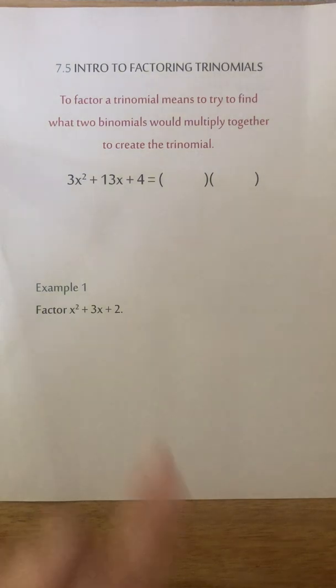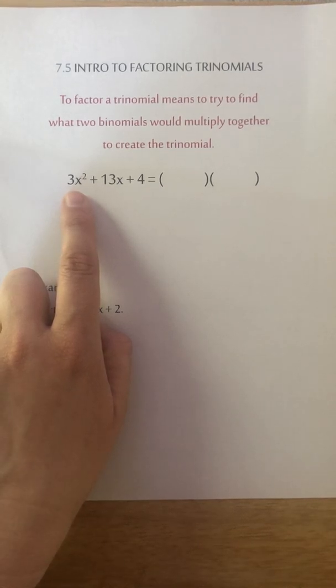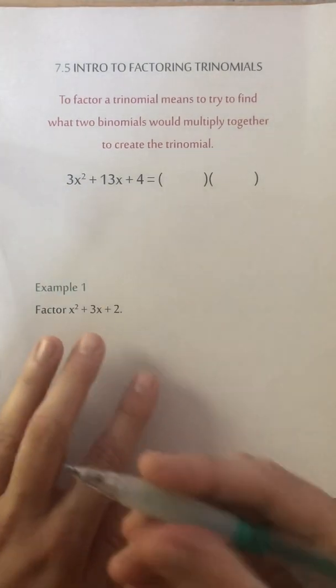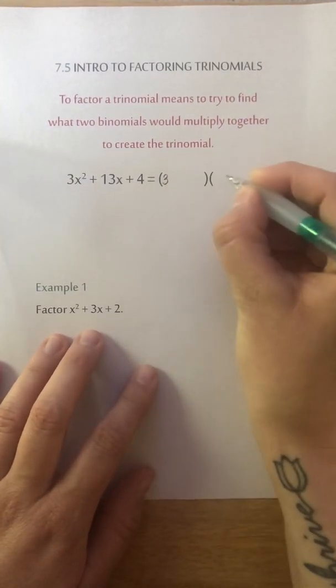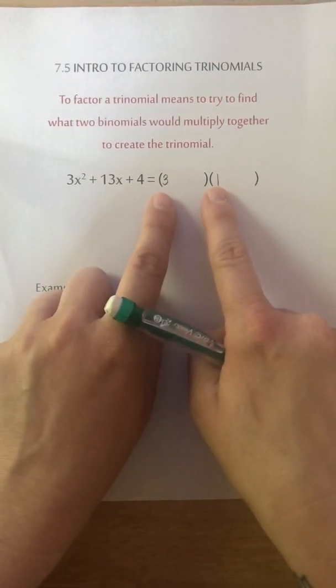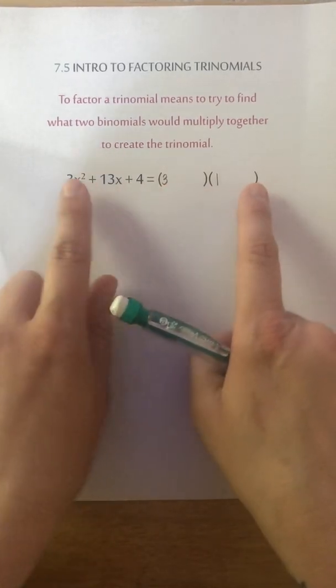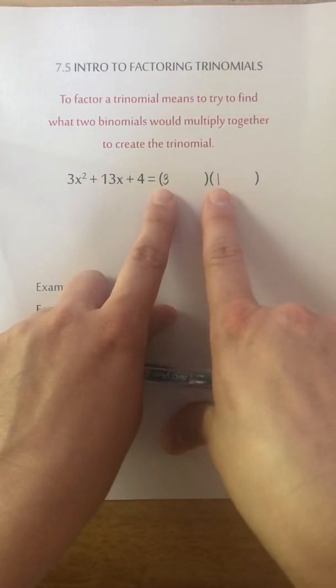So let's start by looking at the first term. What we're going to ask ourselves is what two things would you multiply to get 3x squared? Well, first let's start with a number. What could you multiply to get 3? Well, you only have one option, right? 3 times 1. So I'm going to start by putting a 3 and a 1 in the parentheses. Now you might be wondering, how do I know where to put it? How do I know if it goes in the front or in the back? Let's look at where that is. Because that's in the front, these are going to go in the front of those parentheses.